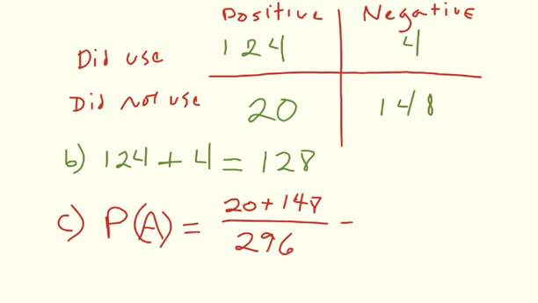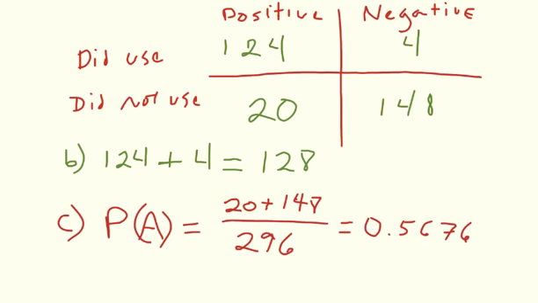And plugging this into our calculator gets us the probability that we randomly choose someone who did not use the drug is 0.5676.